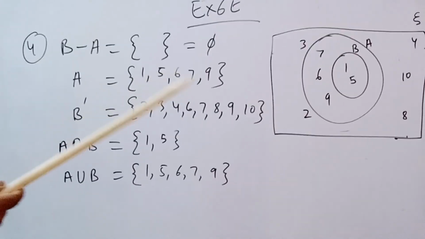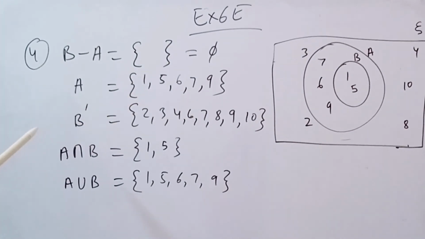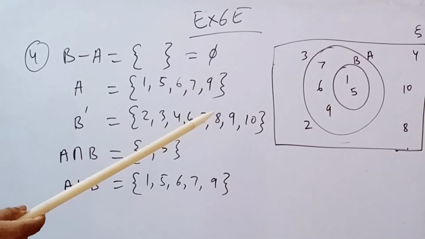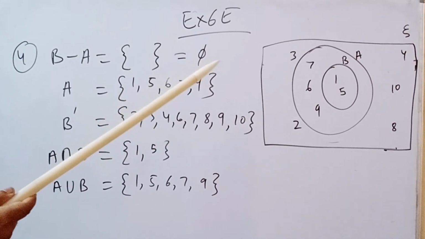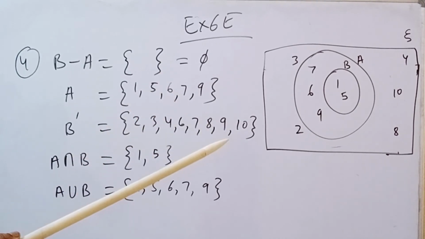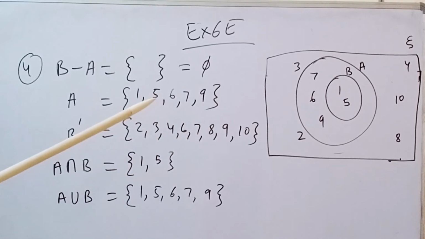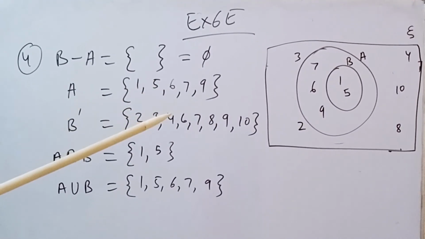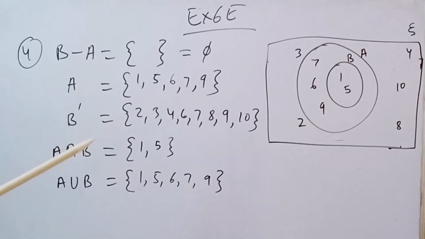A is what? The elements of A: 1, 5, 6, 7, 9. Complement of B means the elements that are not in B, that are 2, 3, 4, 6, 7, 8, 9, 10. These are the elements, meaning leave the elements that are in B, that is 1 and 5, and all others up to 10 are the elements of complement of B.